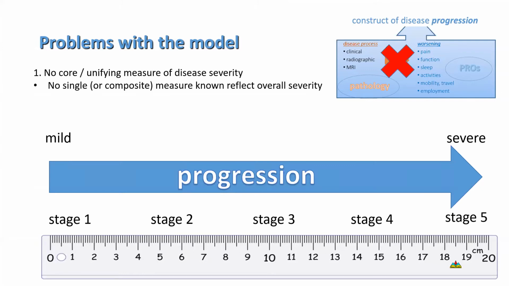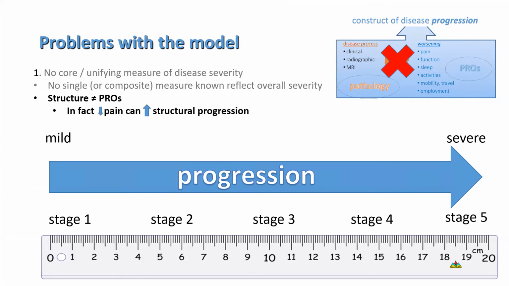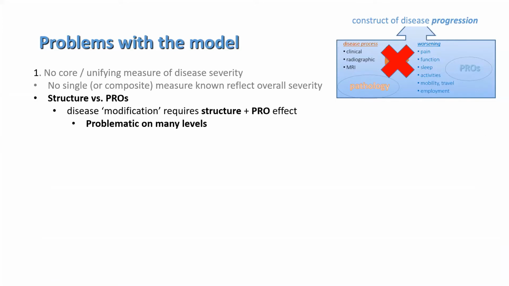And partly this is because of the well-known, almost truism now, that there's a poor relationship between these structural features and patient-reported outcomes. In fact, it's not just that there's a poor relationship, it's actually worse than that. Funnily enough, reducing pain can actually increase structural progression. And this has been demonstrated actually in numerous scenarios. So we've got this sort of dichotomy between structure and PROs. And this leads to a philosophical problem because we currently view a requirement to modify both in order to have disease modification.